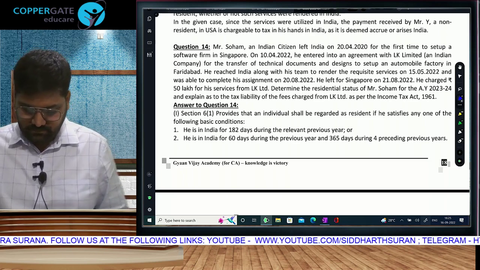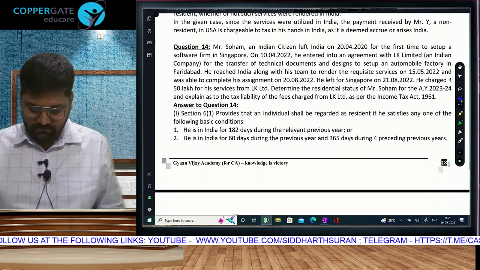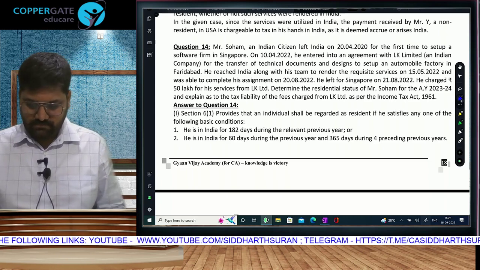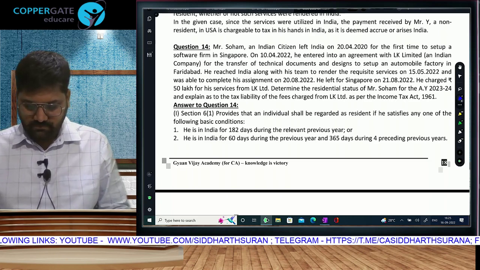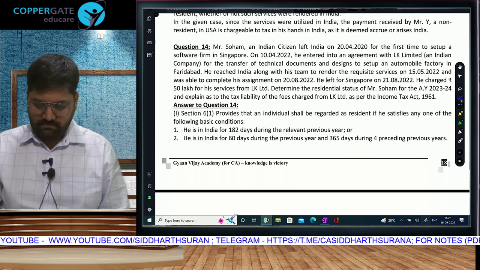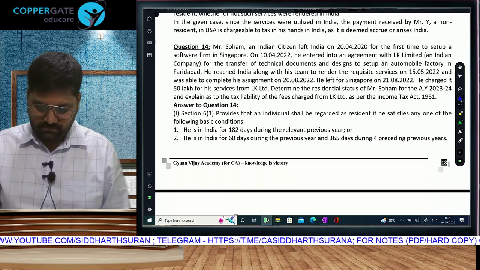He left for Singapore on 21st August 22. He charged rupees 50 lakh for his services from LK Limited. Determine the residential status of Mr. Soham for assessment year 23-24 and answer as to the tax liability of the fees charged from LK Limited as per the Income Tax Act 1961.